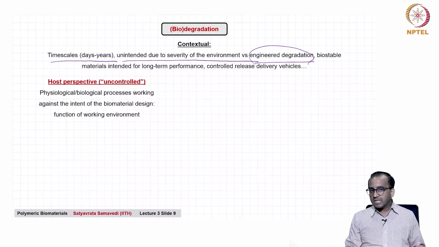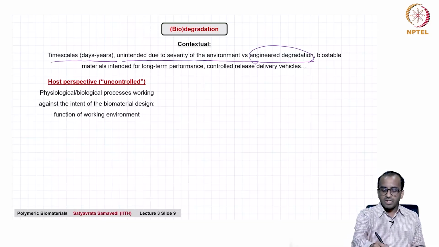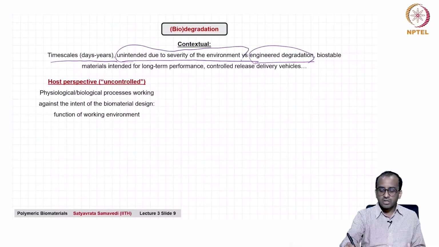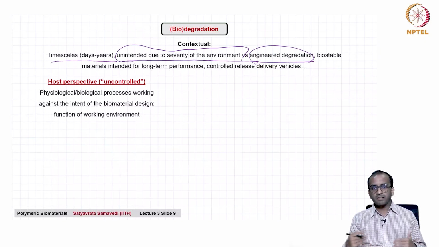But in many cases, you can also have unintended degradation due to the material property itself, perhaps it's not the right material for that application, or because of the severity of the microenvironment. Maybe it's a very acidic environment, for example, if you're using it somewhere near the stomach, or it can have very large mechanical loads which you didn't account for when the material was designed.